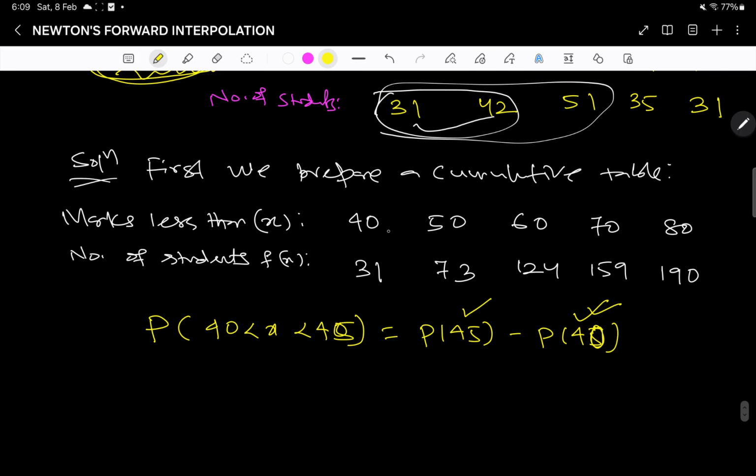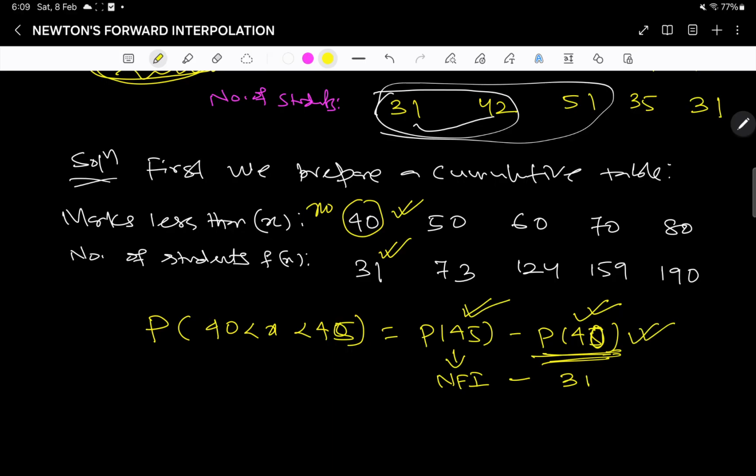Now here this 45 is close to this initial point, it is my x0, so I use Newton forward interpolation here, and P of 40 is directly given, it is my 31. Otherwise, if it is not directly known, we have to again use a numerical method. So now my interest is to find P of 45.